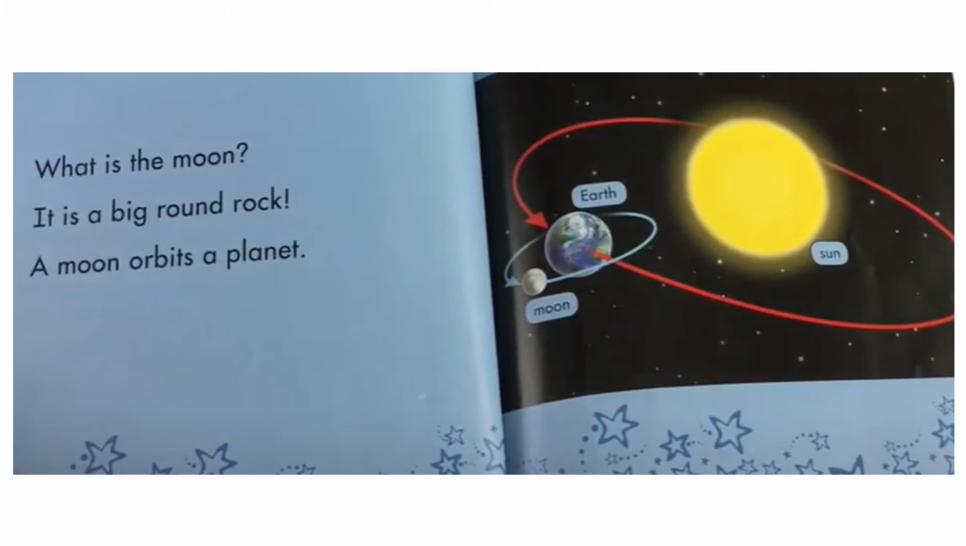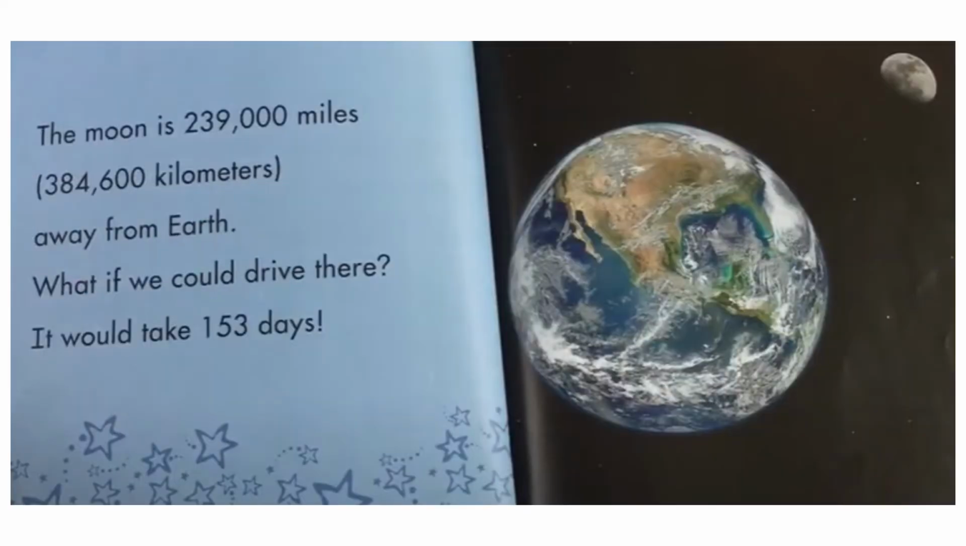A moon orbits a planet. In the picture, you see the moon, Earth, and the sun. The moon is 239,000 miles, which is the same as 384,600 kilometers away from Earth. What if we could drive there? It would take 153 days.